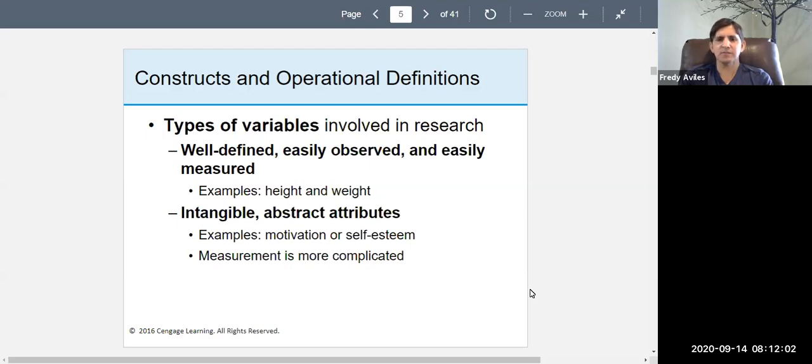And even if we're talking about happiness, right? What the heck is happiness? So these are things that are very difficult to measure. Okay, they're intangible, they're abstract, they're mental, they refer more to ideas. Okay, measurement is more complicated for these things.